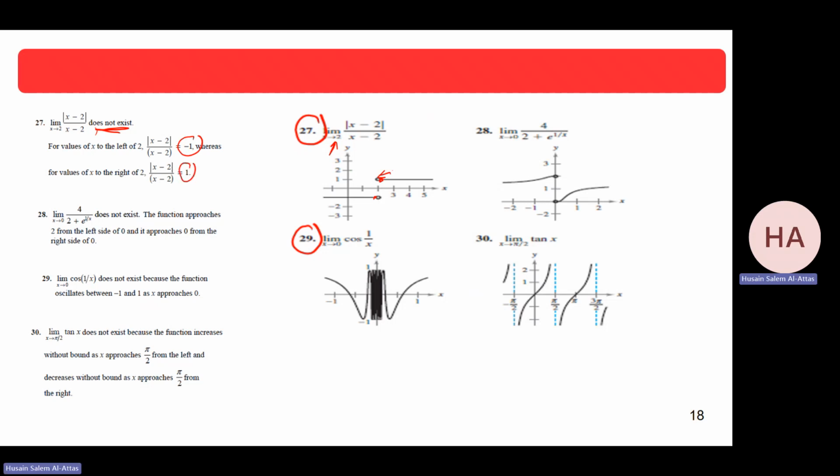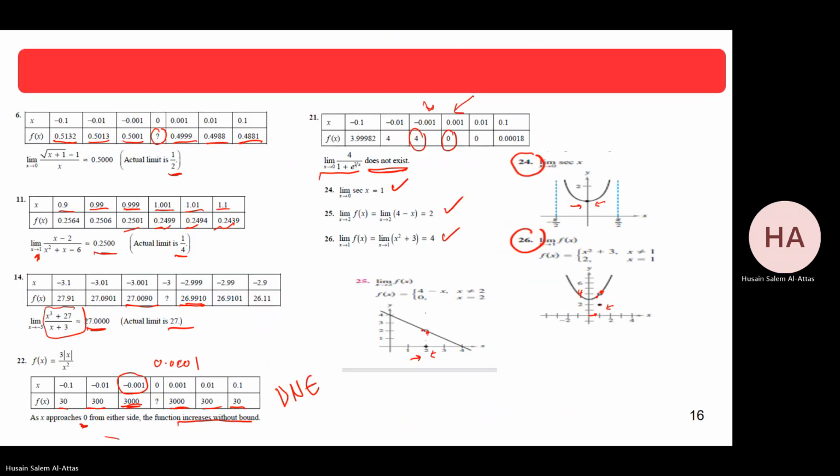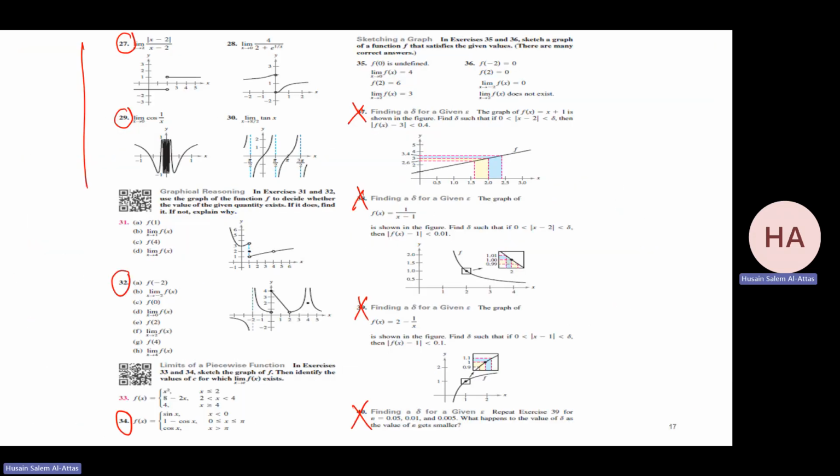28. The same problem. Actually, we did it here. This is 28. Same thing. We do the table. One side goes to 0. The other one goes to 4. Right and left.